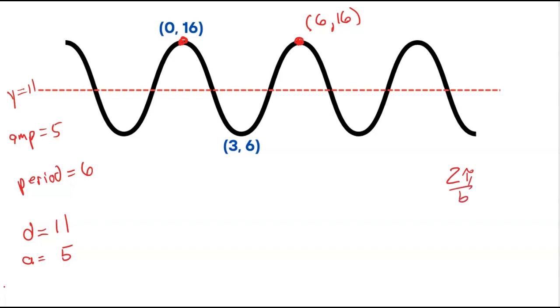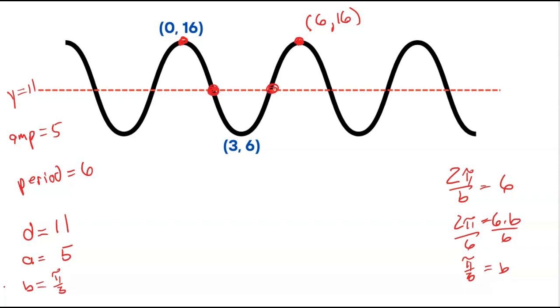So 2 pi divided by b equals my period of 6. So I'm going to multiply that b value over, then divide by 6 to solve for b, and that's going to be pi over 3 for my b value. So my b value is pi over 3. Now those things cannot change, right? Now let's talk about these points right here, just so we understand.